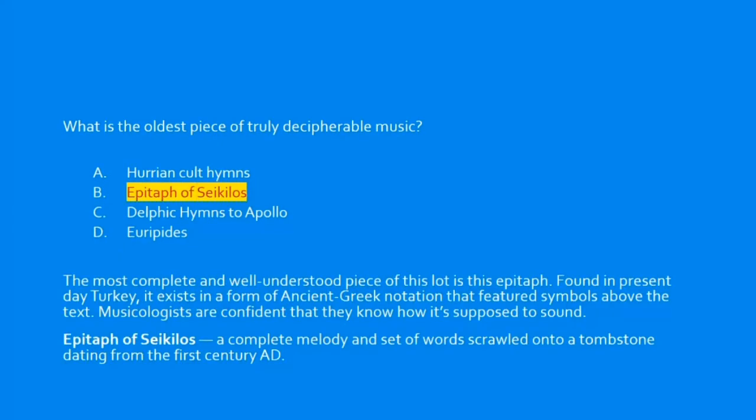Epitaph of Seikilos. The most complete and well-understood piece of this lot is this epitaph. Found in present-day Turkey, it exists in a form of ancient Greek notation that features symbols above the text. Musicologists are confident that they know how it is supposed to sound. The epitaph is a complete melody and set of words scrawled onto a tombstone dating from the 1st century A.D. It's 2,000 years old, almost.